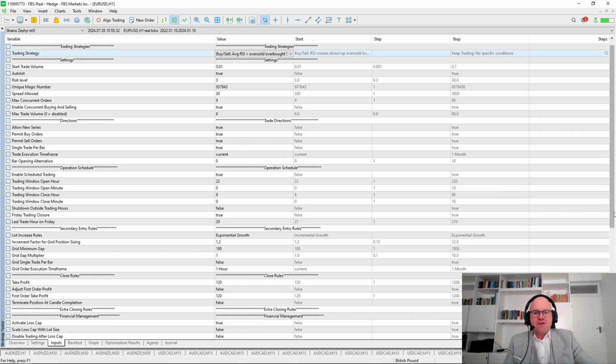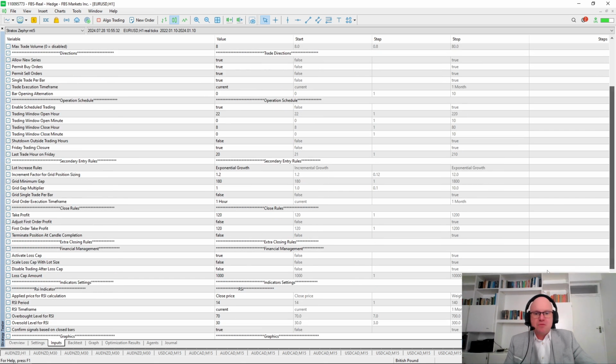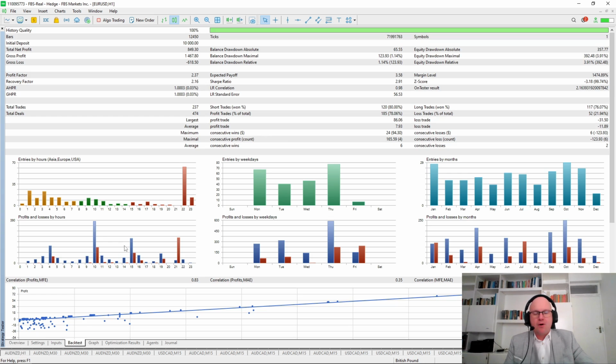Now, the EA does offer a money management or financial management option where you can set your loss cap. I've set the loss cap for this set file at 1,000 and it won't multiply with the lot size. On top of that, we have the indicator settings, and I've chosen the levels of 70 and 30 because remember, we need more than 5 bars and the average of the RSI to enter the overbought or oversold conditions. Lastly, the EA offers us the rules for take profit, which I've set to 120 points or 12 pips.